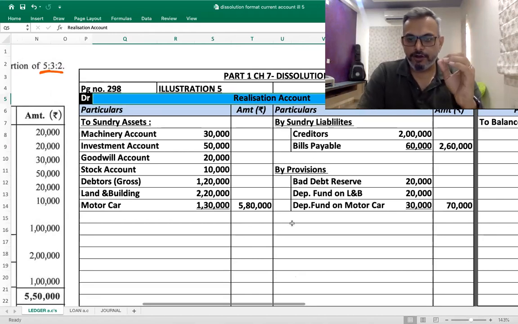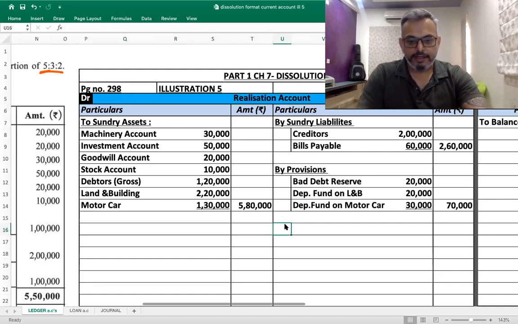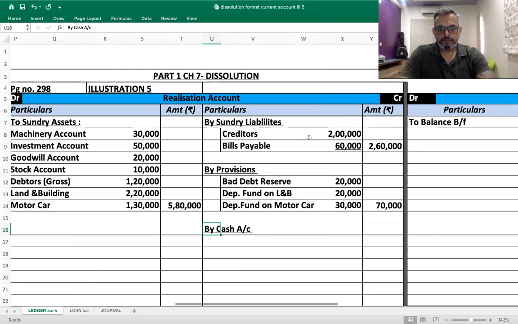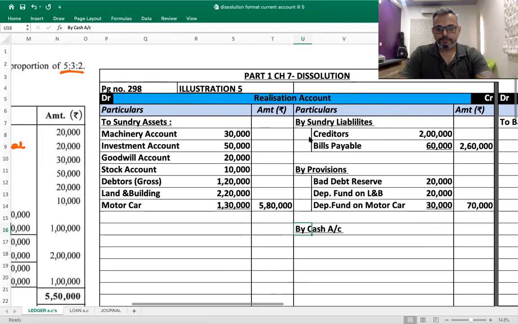Okay, now whenever you sell the asset, cash comes in. So cash or bank account will be debited. So credit क्या होगा? Credit होगा realization account. Is this clear? So let's write the entry for it first. By cash account. Cash comes in, so cash account will be debited and realization account will be credited. And that's why we are writing it on the credit side of realization account. I hope all of you understood this. Now, let's start liquidating one by one.